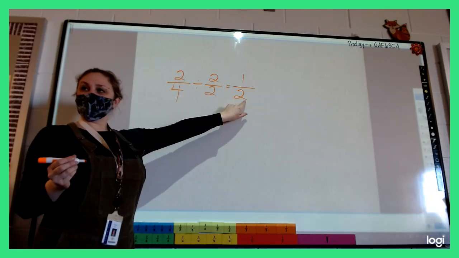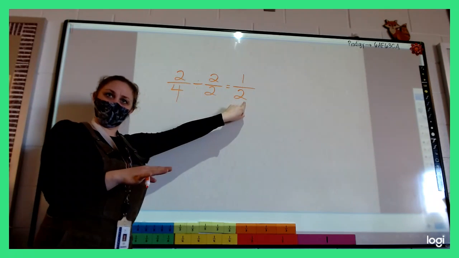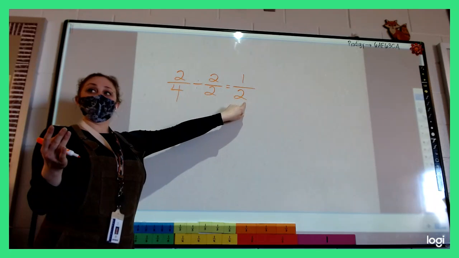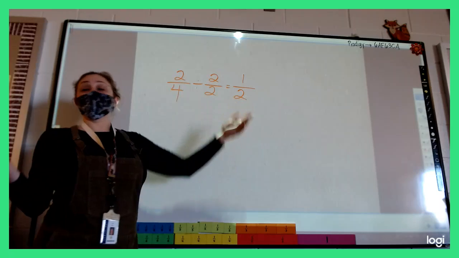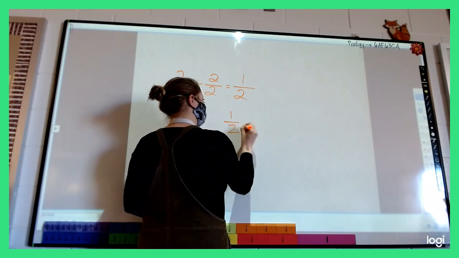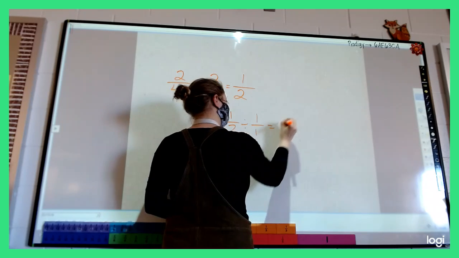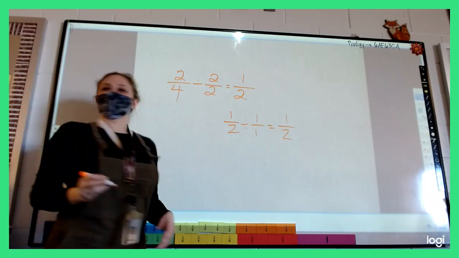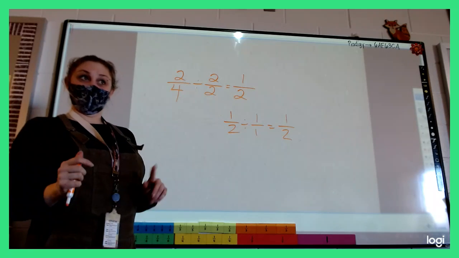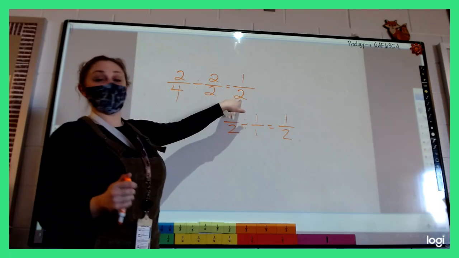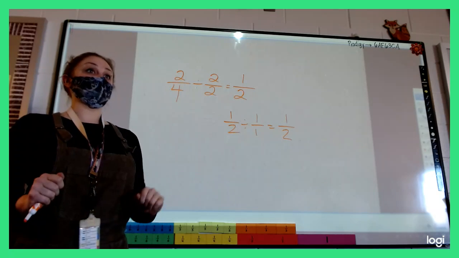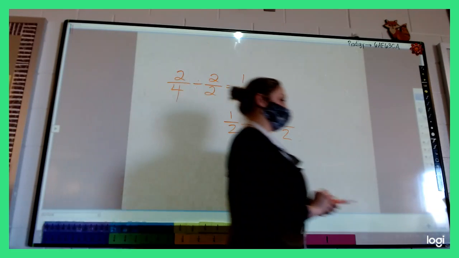Can I reduce this more to make it simpler? No. Can I divide it by 1? No. I could, but what would happen? Let's look. 1/2 divided by 1/1. It'll just stay 1/2. Is that a wasted step? Yes. So, when you get to the point where you can't divide your fraction by anything except for a 1, it's its simplest point, okay? So we are going to try another one.